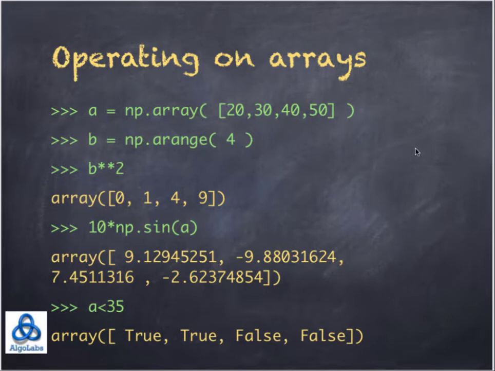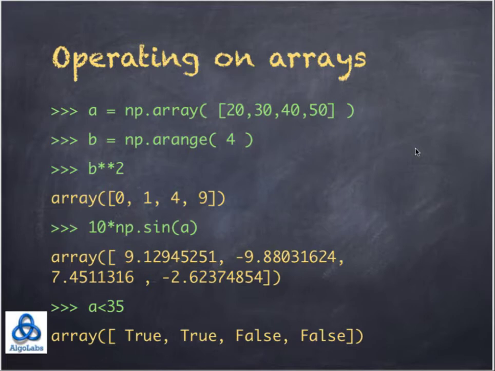We can do other things as well. If we say b**2, that is b to the power 2, it takes every element in b and squares it. So 0 squared, 1 squared, 2 squared, 3 squared. Here is a complex thing. We first say take the sine of a. So it takes the sine of every value in a. So we get 4 sines, and then it says multiply it by 10. So each element is multiplied by 10. So sine would give us a value between -1 and +1, and 10 times that will promote it to a value between -10 and +10.